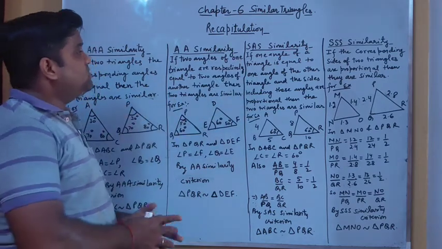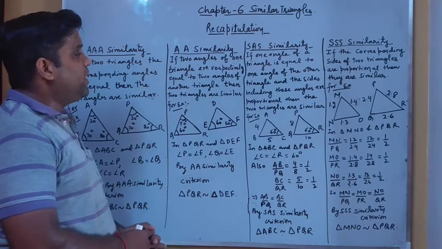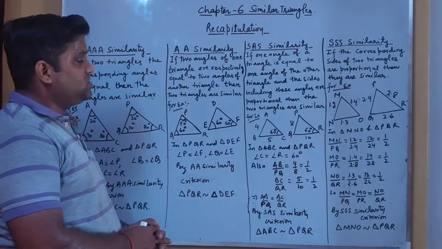Third is the side angle side similarity. It says that if one angle of a triangle is equal to one angle of the other triangle and the sides including these angles are proportional, then two triangles are similar.